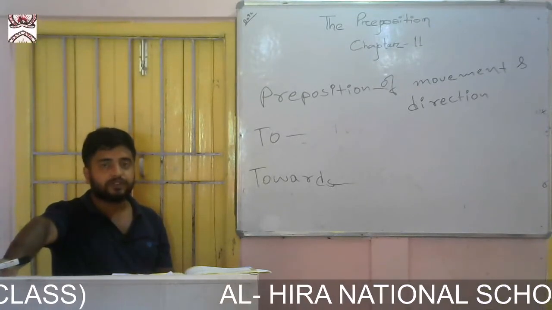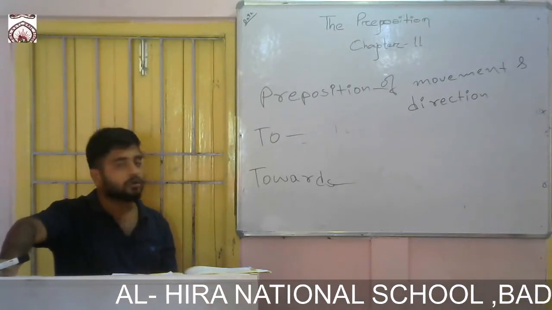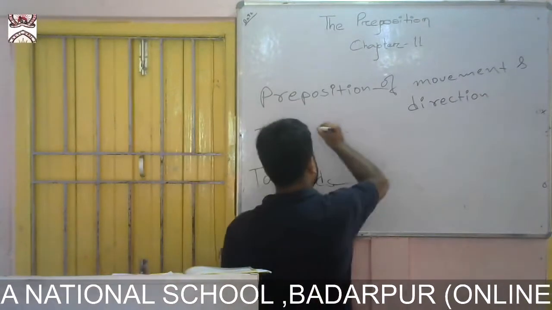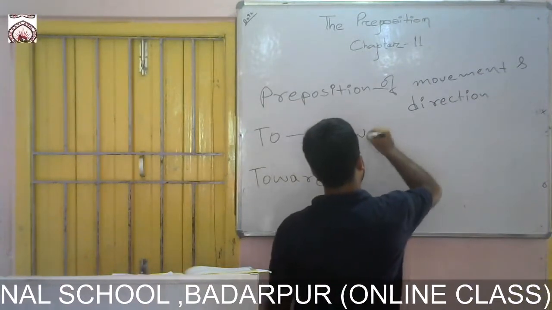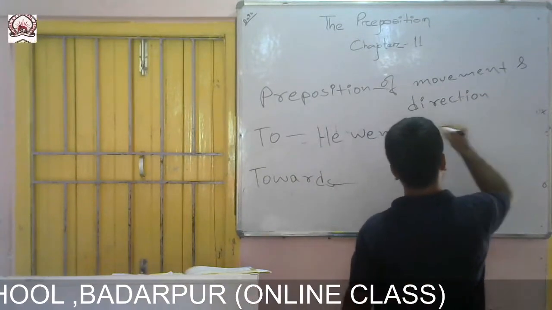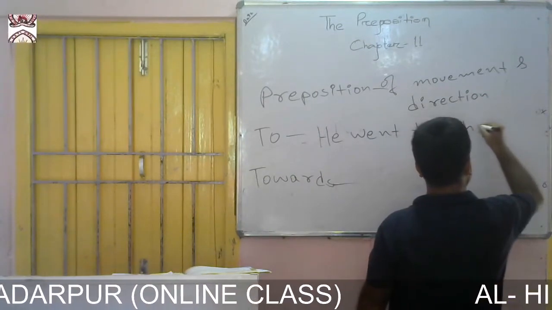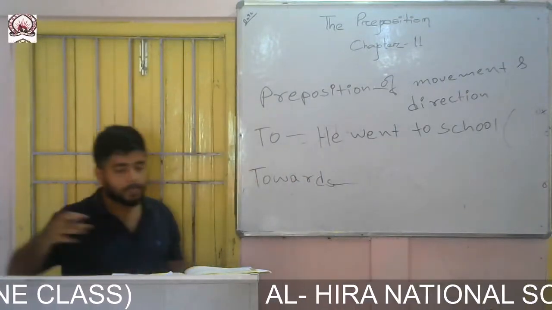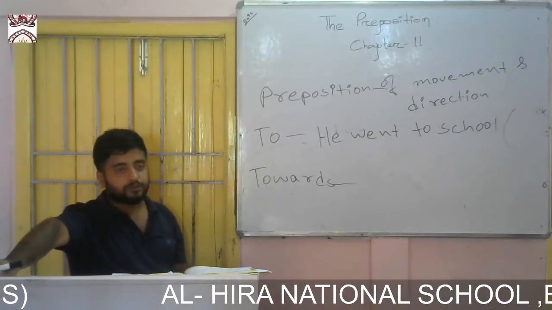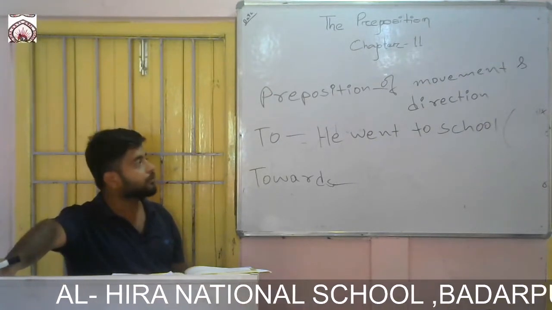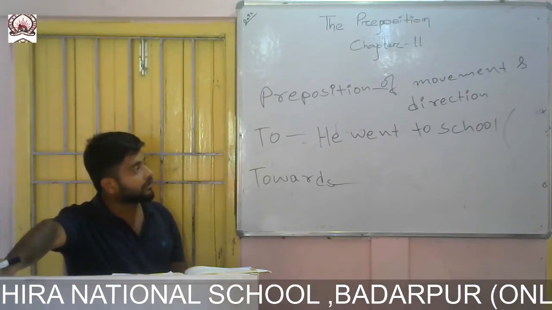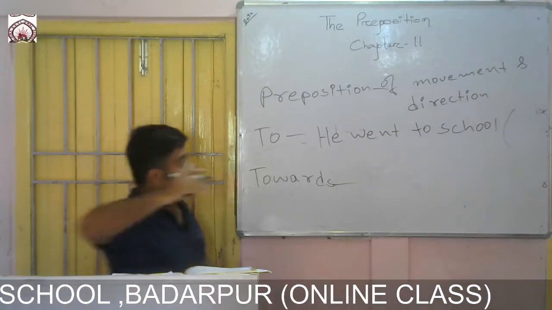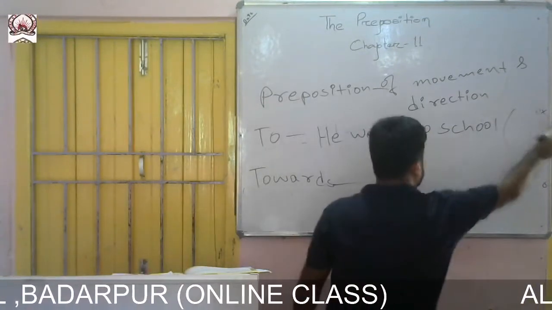To indicate a sense of destination, we use the preposition to. For example, he went to school, S-C-H-O-O-L. The example is: he went to school. That means the boy reached school.